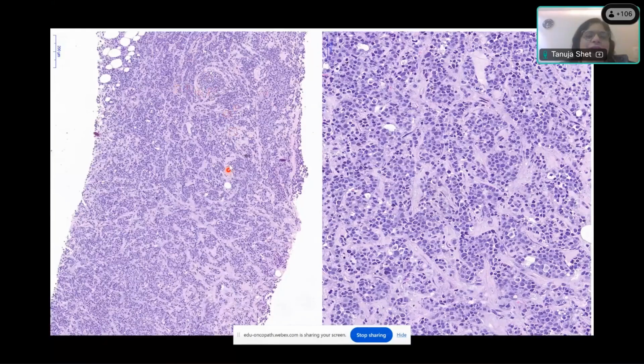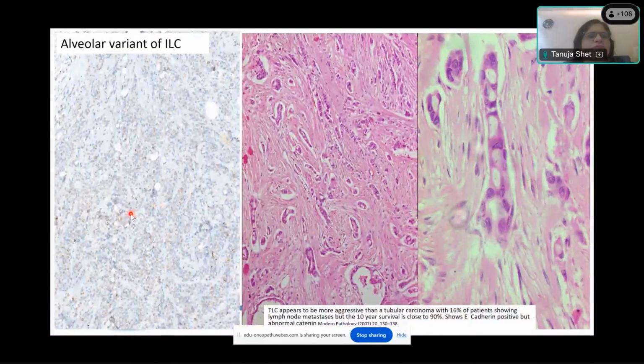So you see there are little small nests. Now these are not big nests. So these are actually alveoli. You can see one small cord and then the little lobules. So this is the alveolar variant of lobular carcinoma, and you can see that there is dot-like E-cadherin here instead of the total loss.